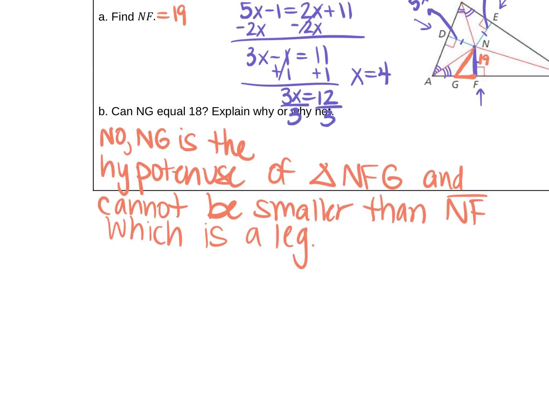The other way, the book says that the shortest distance between a point and a line is the perpendicular distance. So all the other distances have to be greater than that. Trayton? If we were to be explaining that, would we have to put the whole explanation out, or could we just write no, NG's hypotenuse can't be shorter than the leg? That's fine. Just get your point across. It's always better to explain it, but that works with me.